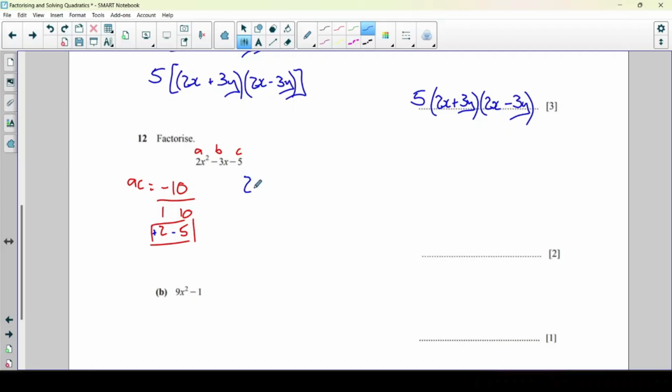Now let's split the middle. 2x squared plus 2x minus 5x minus 5. And make two single brackets. 2x brackets x plus 1, minus 5 brackets x plus 1. So we get 2x minus 5, x plus 1.